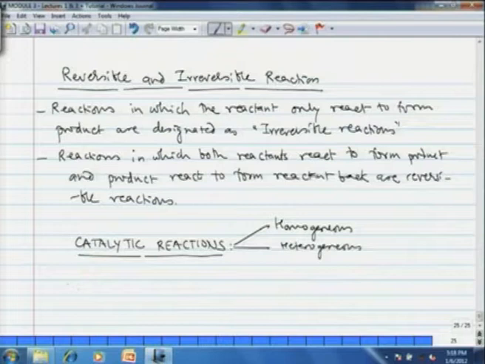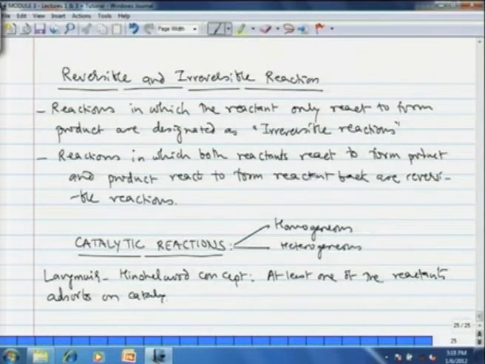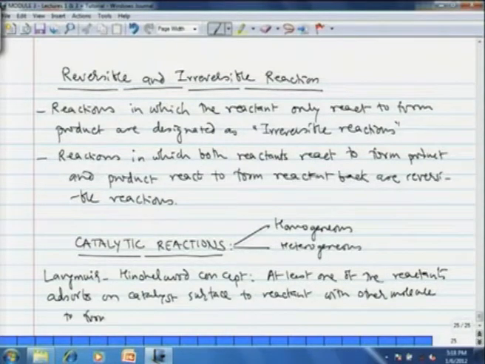Then the Langmuir-Hinshelwood concept: at least one of the reactants adsorbs on the catalyst surface to react with another molecule to form product that desorbs from the surface.